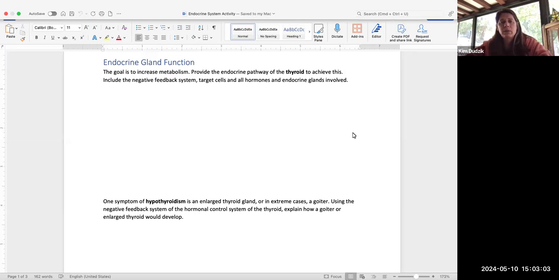Another way that the question could be presented is in the second question you see there. One symptom of hypothyroidism is an enlarged thyroid gland, or in extreme cases, a goiter. Use the negative feedback system of the hormonal control system of the thyroid and explain how a goiter could develop. So we're using a disease state. To tackle that, you first need to know the normal state, and then you can see where it goes wrong. So let's start with that.